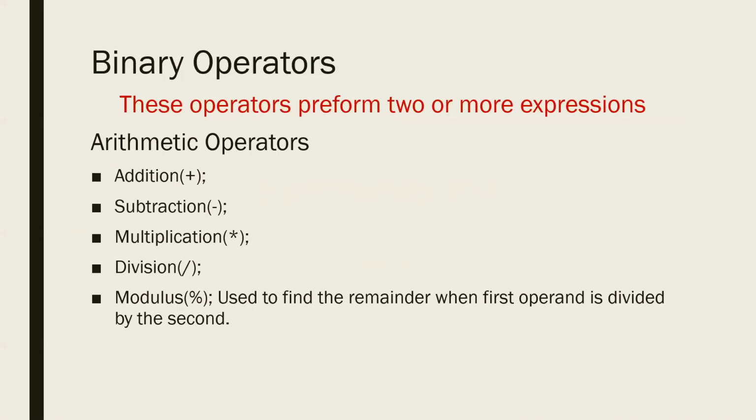The last arithmetic operator is the only one that is not self-explanatory. Modulus is represented by a percent sign and is used to find the remainder when the first operand is divided by the second. For example, 5 modulus 3 is 2, and 7 modulus 4 is 3.